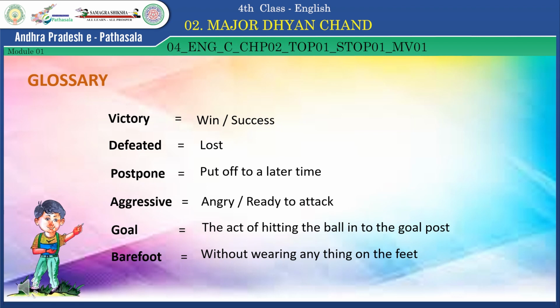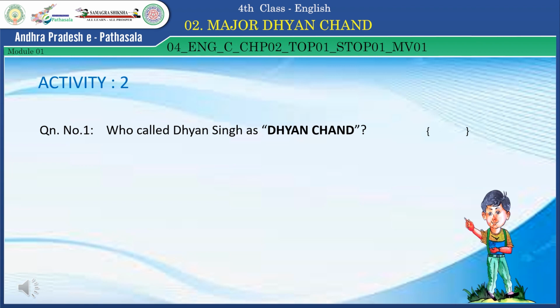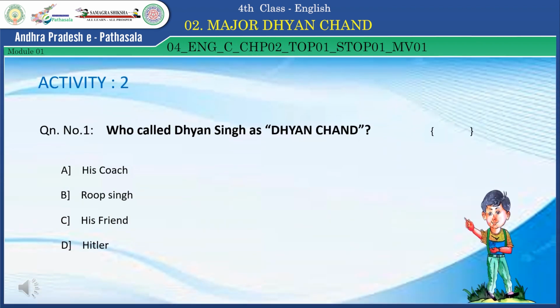Question number 1. Who called Dhyan Singh as Dhyan Chand? A. His coach. B. Roop Singh. C. His friend. And D. Hitler. Yes, absolutely correct. The right answer is his coach.